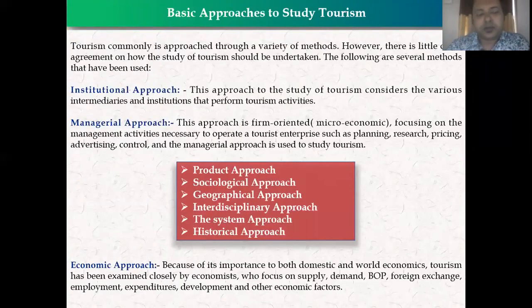Basic approaches to the study of tourism. In this session, you will understand what approaches basically attract the tourist to identify the places or the tourism products. Institutional approach, managerial approach, and the economic approach. These approaches to study tourism consider the various intermediaries and institutions that perform tourism activities, like travel agencies, tour operators, reservation offices, different types of third-party organizations or stakeholders that are operating in the institutional approach to tourism activities. The managerial approach covers firm-oriented activities like planning, research, pricing, advertising, controlling.